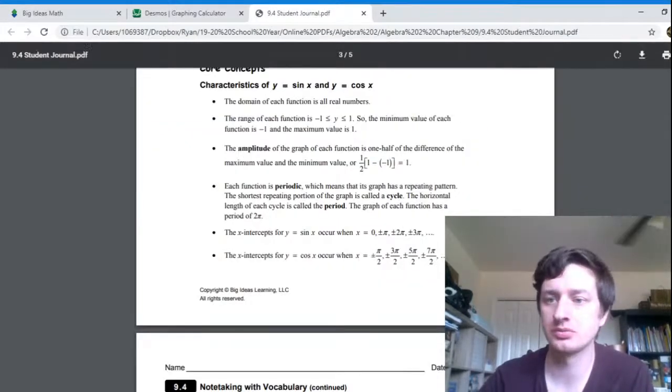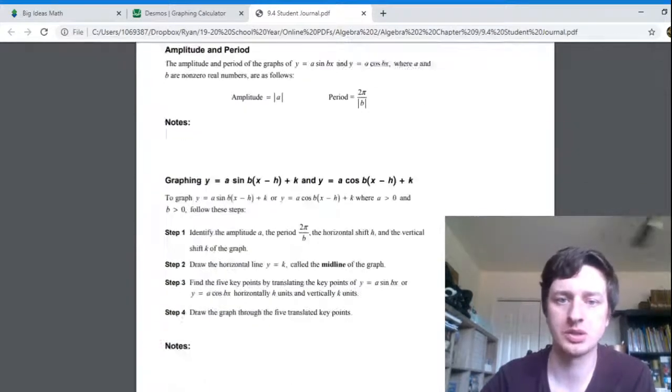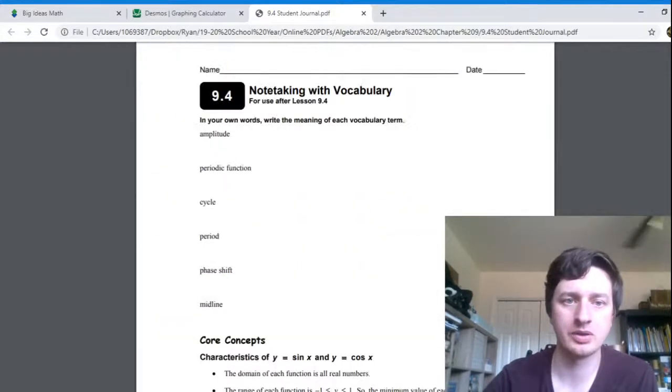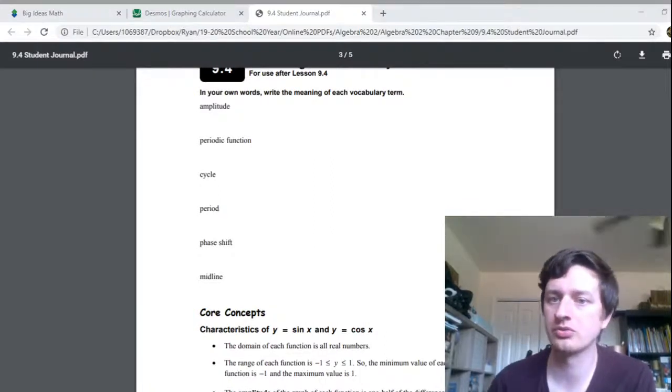So, we have some vocab, and there should be a list. The student journal looks like this, right? We were going to look at this last week. It's been in the Dropbox for a while now. There's some vocab that we want to talk about right here, on about the third page of the student journal.